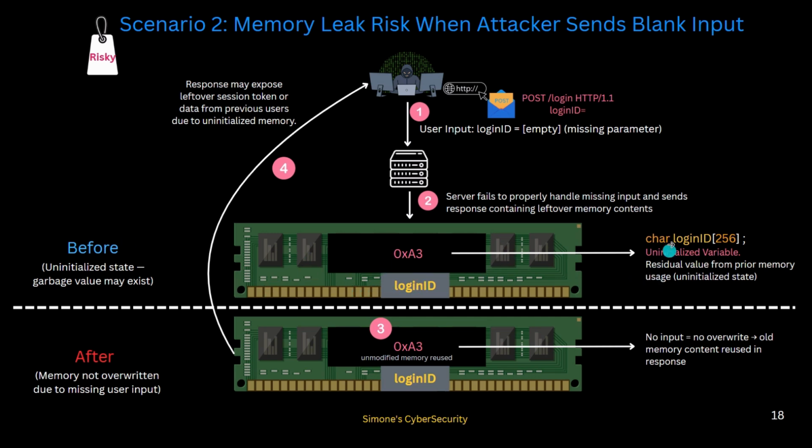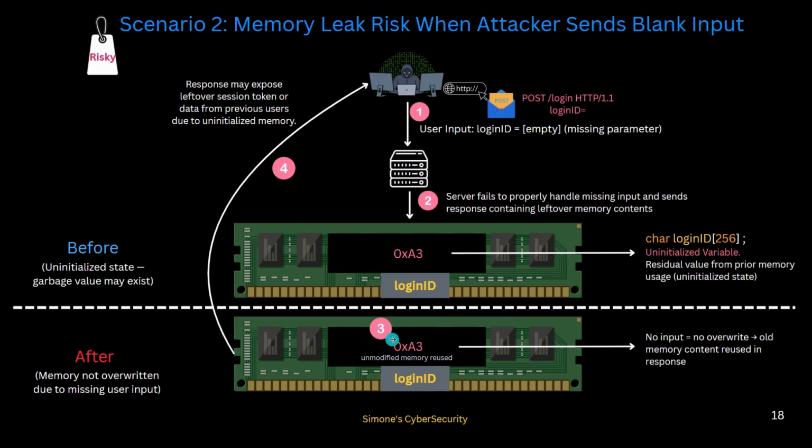The login ID variable has already been declared. Character login ID 256 carries the data type. Login ID is the variable name. 256 bytes is the size of this memory region that was allocated to this variable. That means the memory allocated for this variable, since it was not initialized, holds whatever leftover data was sitting there before, maybe from a previous user session. So I'm showing it as 0xA3 here, just some random old byte.